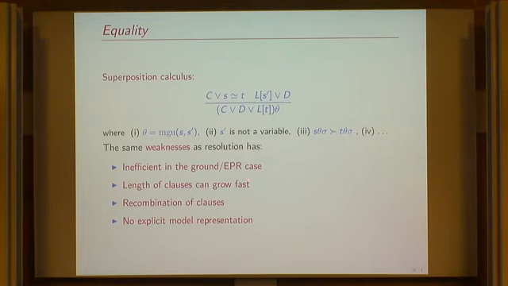The length of clauses can grow even faster because now you can replace every subterm by some new subterm, but you need to drag along all side conditions. So if you have a huge term and every position in the term can be replaced by another term, you need to copy these side conditions everywhere, and they will be growing at each step. So the lengths of clauses grow, there is a combinatorial explosion, and no explicit model representation.